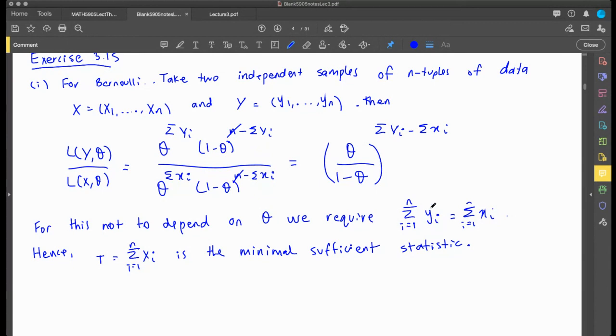Okay, because when these two are equal, this is like theta over 1 minus theta to the power of 0, which equals 1. So it doesn't depend on theta. That's why we chose this, because then this is 0, and then this likelihood ratio doesn't depend on theta.